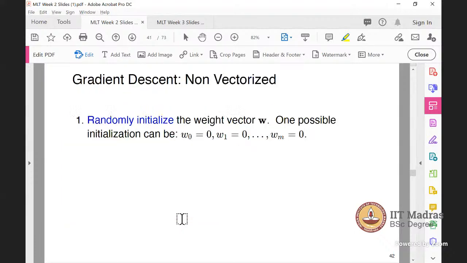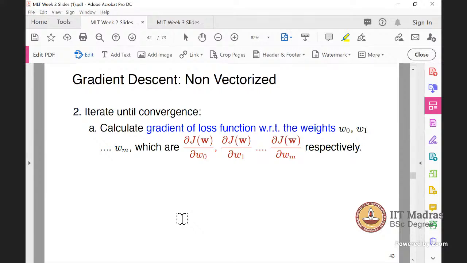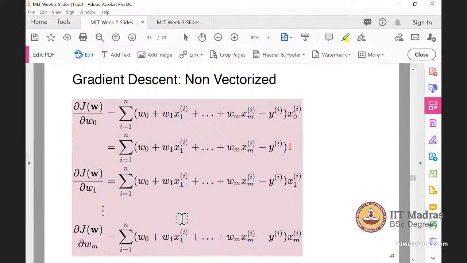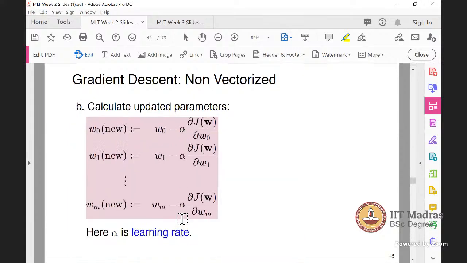And for that case, we need gradient descent. So what do we do in gradient descent? First, we randomly initialize the weight vector W. You could initialize it to 0 also. Then compute the gradient of the loss with respect to the weights. In this particular expression, you can see that we are calculating the loss with respect to individual weight parameters. So this is the non-vectorized version of gradient descent.